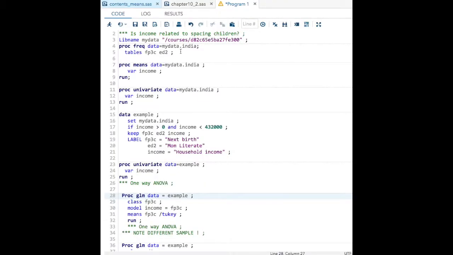Now, I'm going to do a proc freq. I have tables, and I'm going to specify the 2 variables I want, the family planning question and the literacy question. I'm also going to do a proc means, data equals my data.india, var income. So by giving it the var statement, it's not going to do every single variable in the data set, but just this one variable. I'm also, for a reason you will soon see, going to do a proc univariate, data equals my data.india. Well, let's do the first 2 first. Okay, click on our little running guy here.